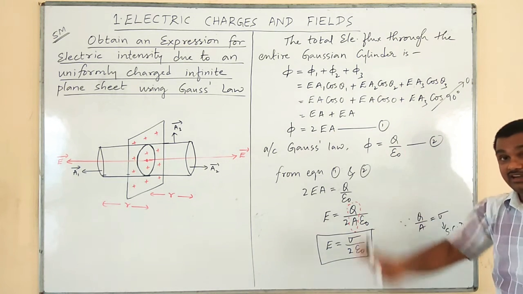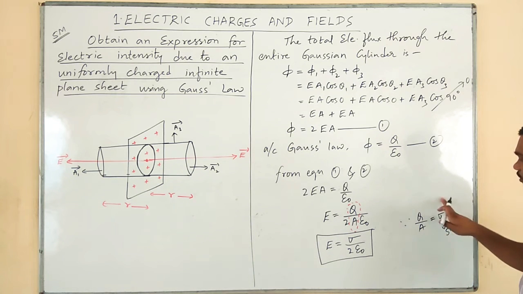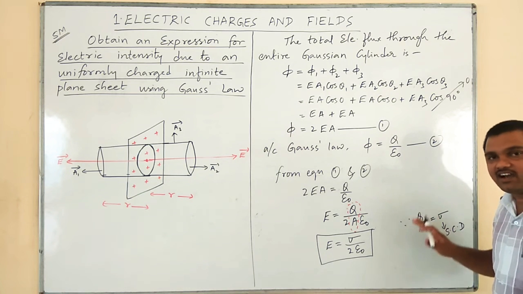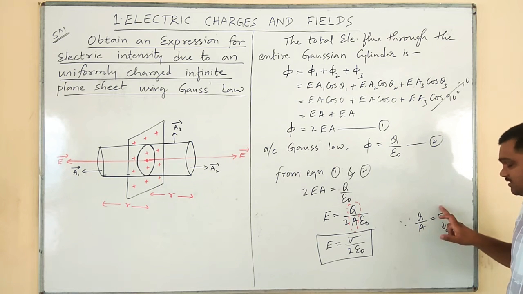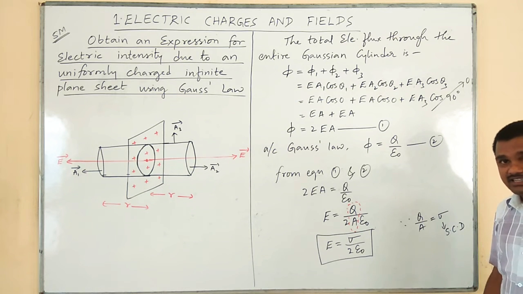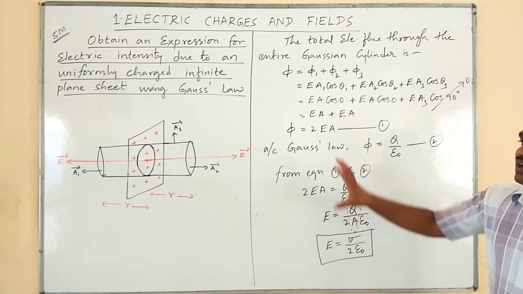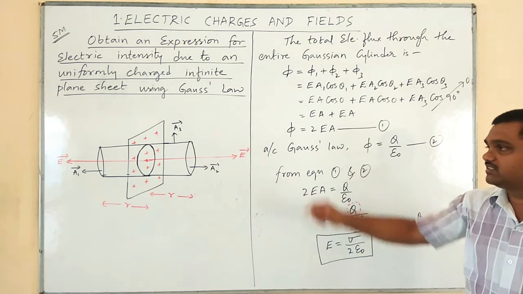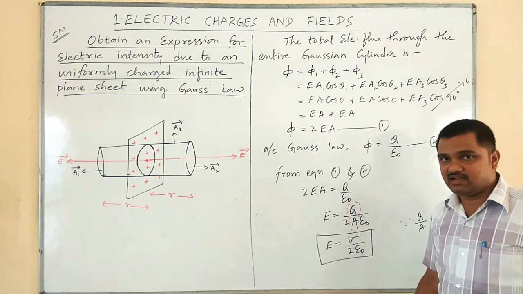In that wire derivation, what we have got? Q divided by L is equal to lambda. That was linear charge density. But here, charge per unit area of the conductor is said to be surface charge density. Okay. So this is the final expression for the electric intensity due to uniformly charged infinite plane sheet, that too by using Gauss law. Okay now?